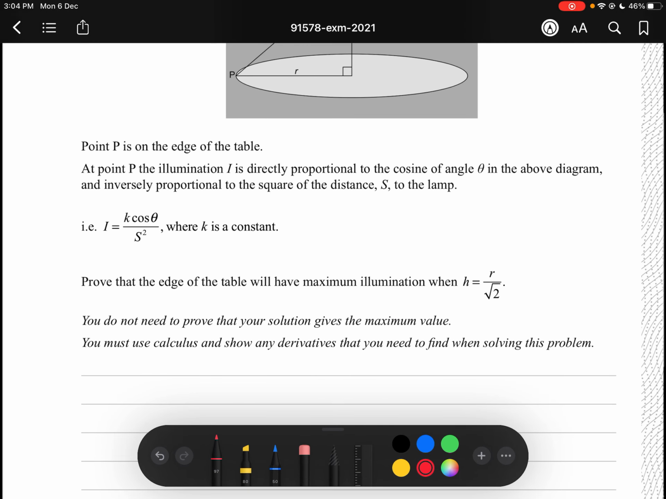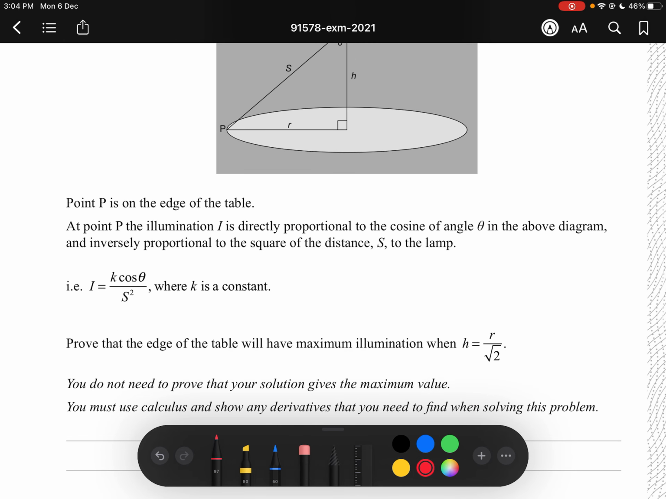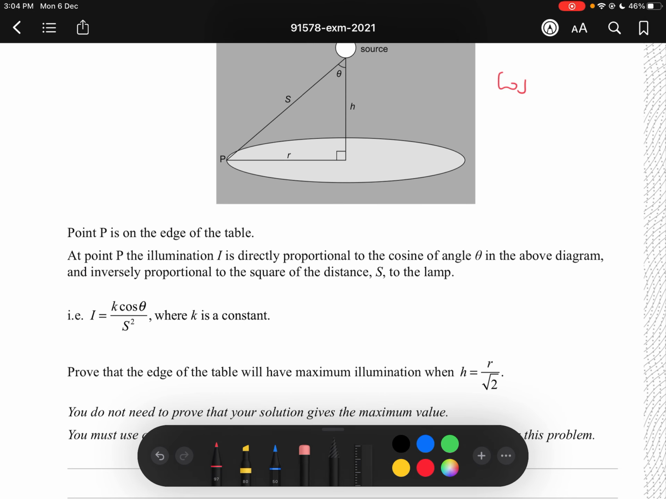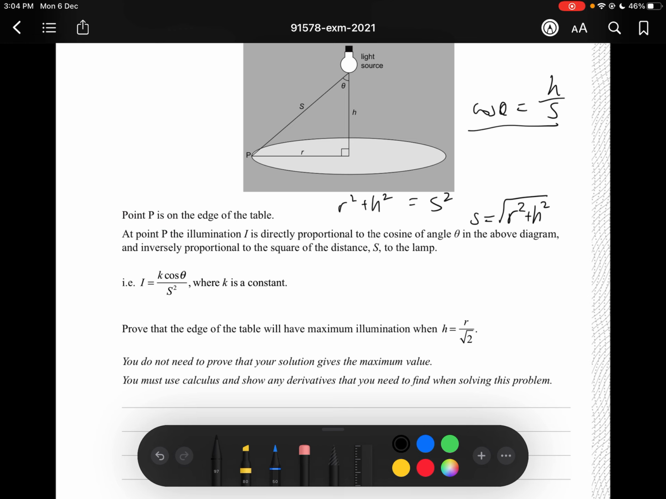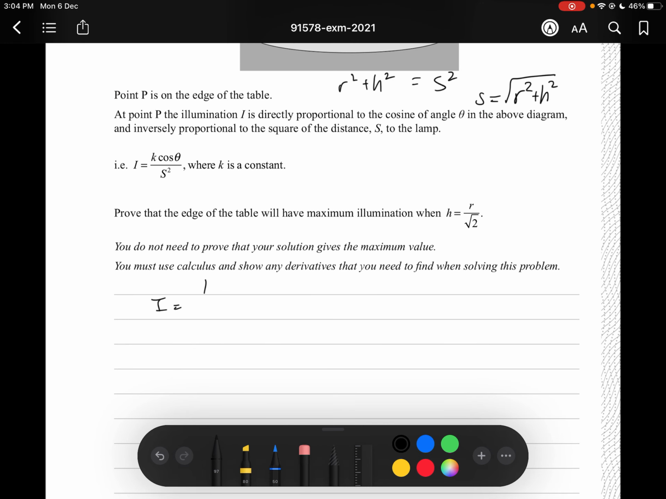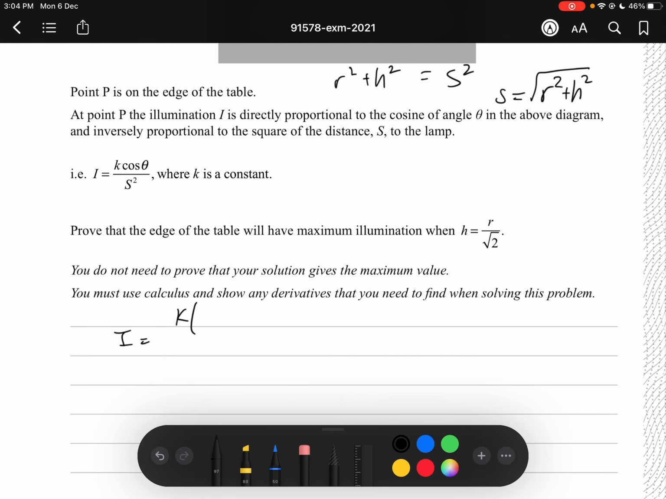So in this case, we want to have I explicitly in terms of h. We see that cos theta is equal to h over s, and we know that r squared plus h squared equals s squared, and therefore s is equal to the square root of r squared plus h squared. Making the substitution that cos theta equals h over s, we say that I equals k times h over s times 1 over s squared, and that's equal to kh over s cubed.